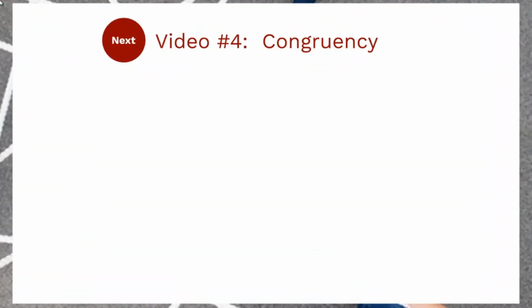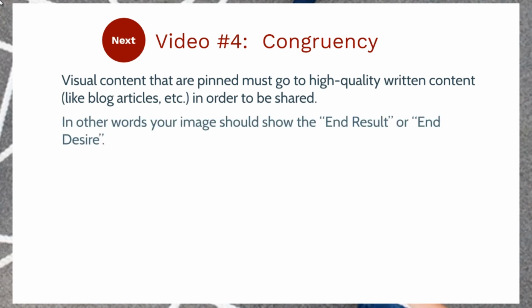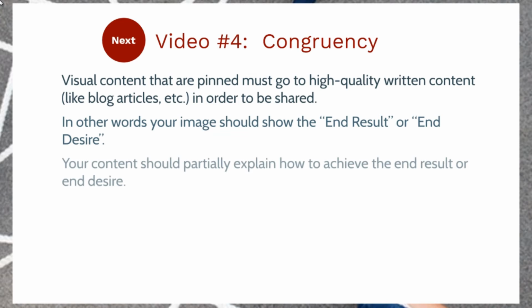Hello and welcome back. This is video number 4, and let's talk about congruency. So visual content that are pinned must go to high quality written content like blog articles, websites, in order to be shared. In other words, your image should show the end result or the end desire. And we'll talk more about that in just a minute. Your content should partially explain how to achieve the end result or end desire.